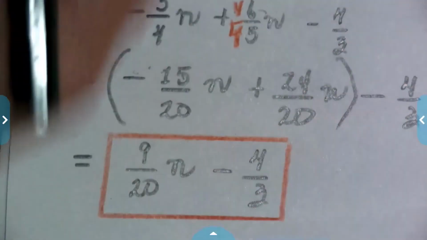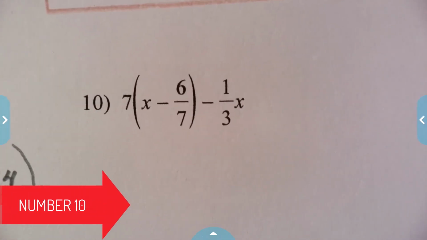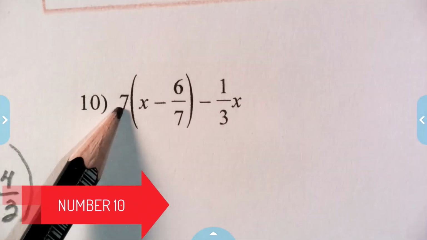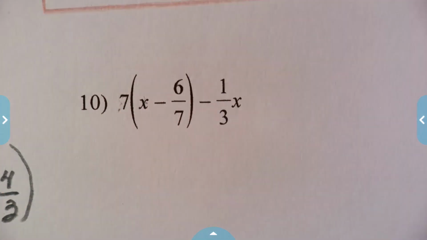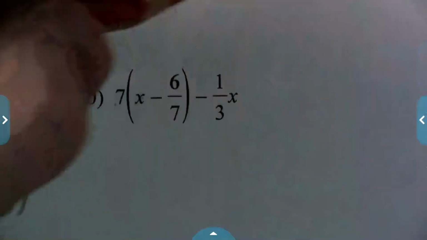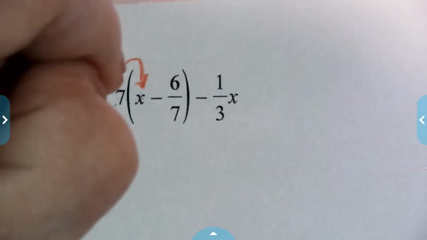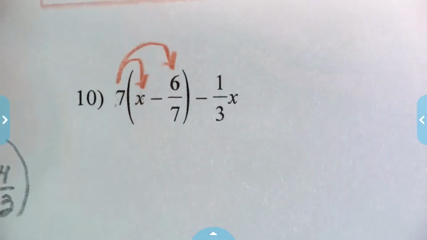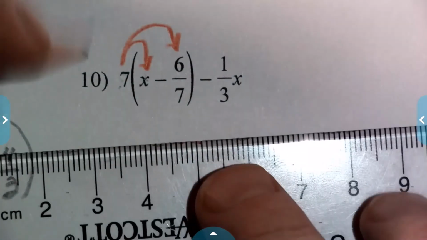And on to the final problem, number 10. Okay. Oh, look, we're going to finally distribute a whole number. So 7 times x and 7 times negative 6/7. There's going to be a trick in there. And then subtract 1/3 x, combine like terms, and we're all done. So we'll multiply the 7 times the x and the 7 times the negative 6/7. And let's see how it goes.